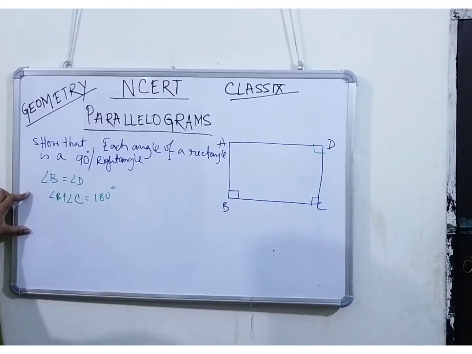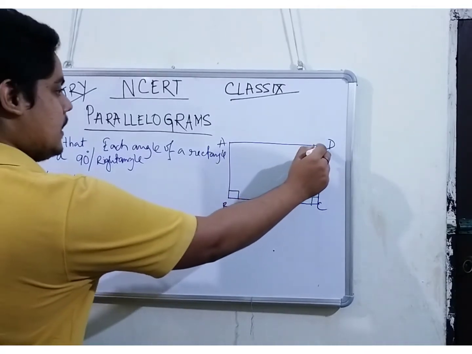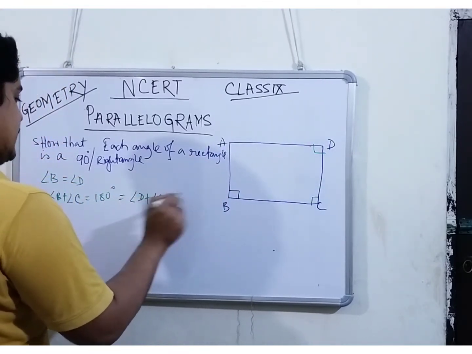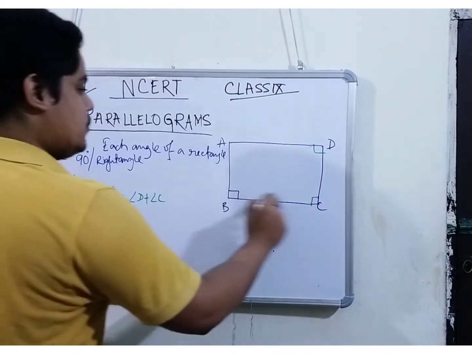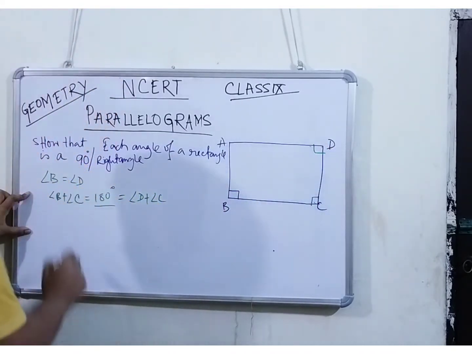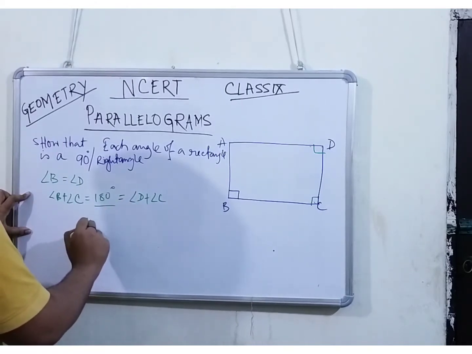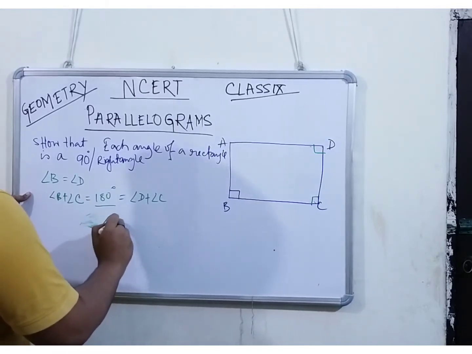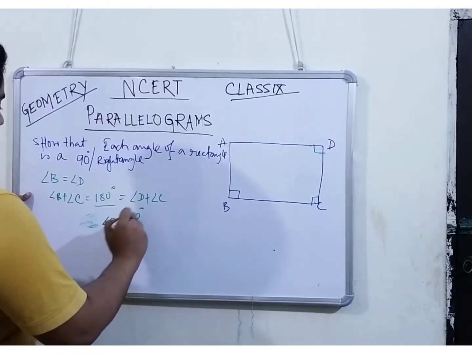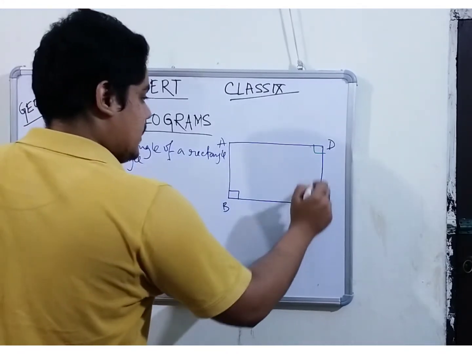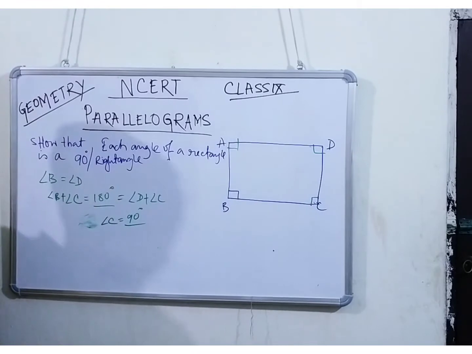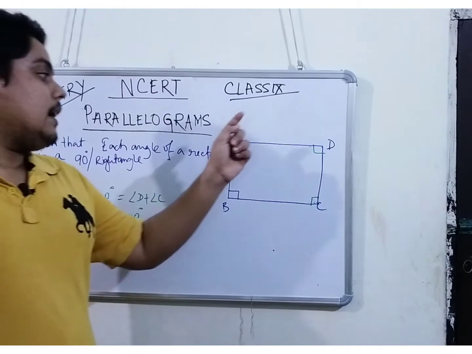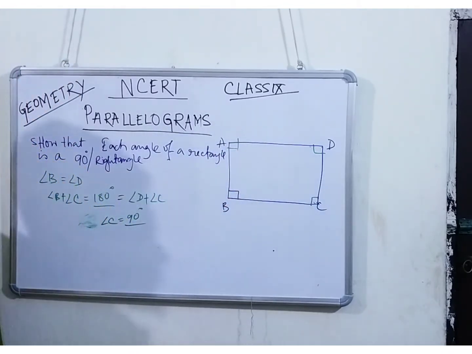Now similarly, these two angles also will give 180 degrees. So angle D plus angle C is also 180. These two added are 180, and these two added are 180. If we compare them, angle B is always equal to angle D. So after that we can see that C is equal to 90 degrees, and similarly all the angles are 90 degrees. So this is the proof that in a rectangle, all the angles are 90 degrees. We will go to the next problem after that.